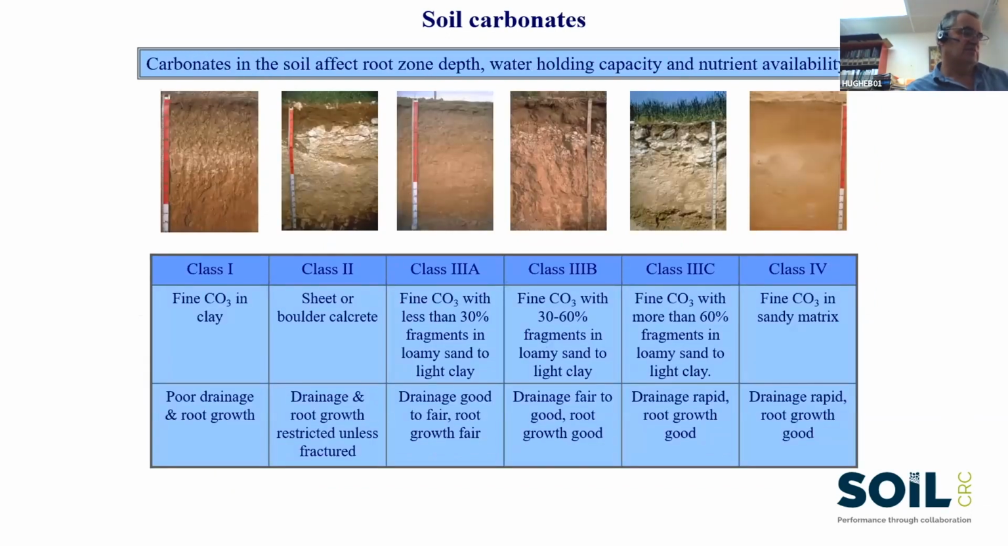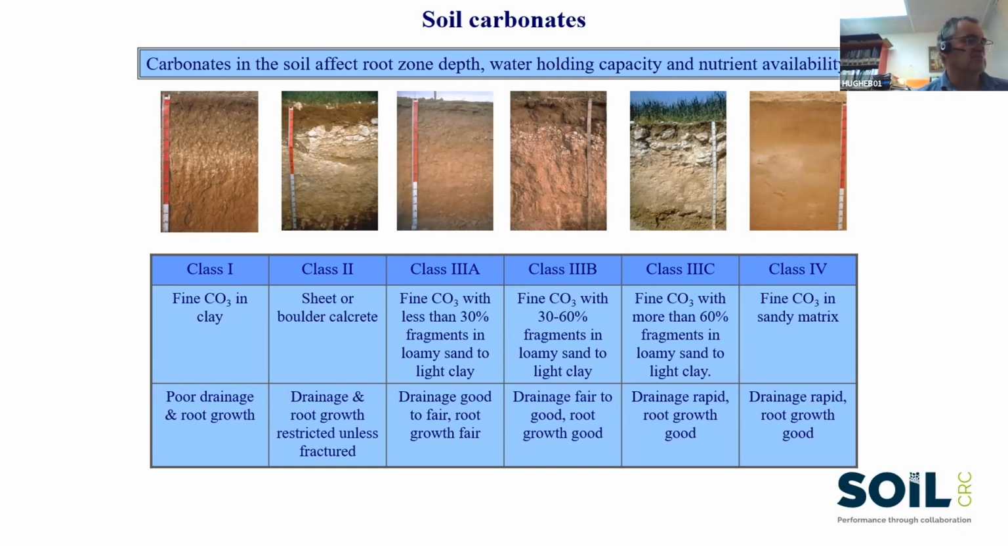For South Australia and parts of Victoria, understanding the carbonate in the soil is quite important. This is not actually in the yellow book, but it's the method that's used throughout the irrigation districts in the Mallee and Eyre Peninsula, to classify the carbonate layer. Class 1 is a classification which is really fine carbonate in clay, and it's often associated with poor drainage and root growth, and also some of the subsoil toxicity, things like boron and salt that we see.